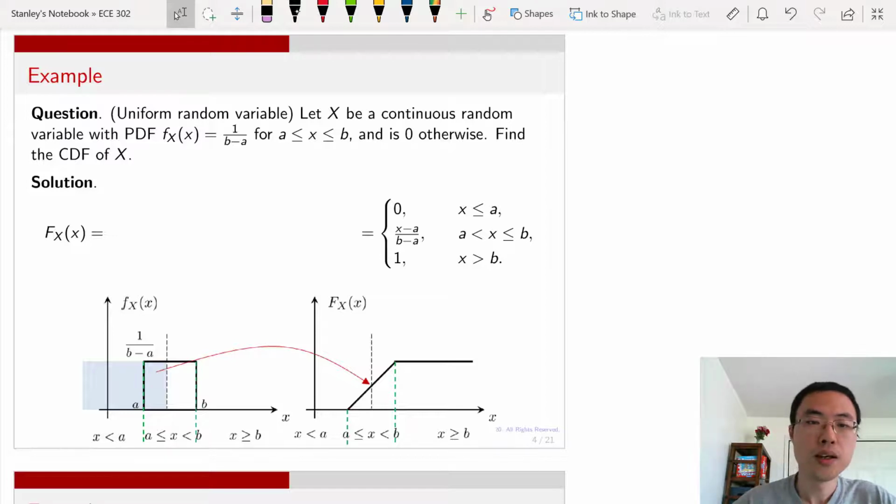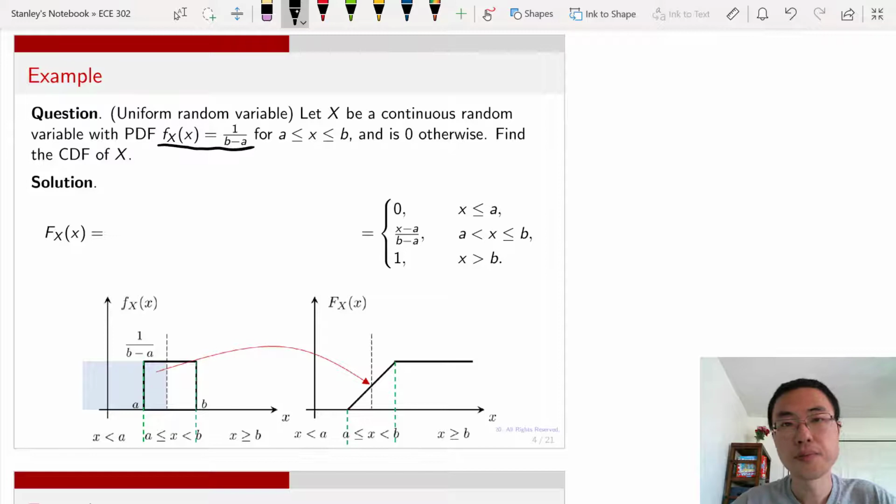Now, let us spend a couple minutes to understand a few examples so that we know how to manipulate the CDF. The first example is a uniform random variable. This random variable has a PDF given by this equation. It's f_X(x) equals 1 over b minus a, where a and b are the lower and upper limits of this random variable X.